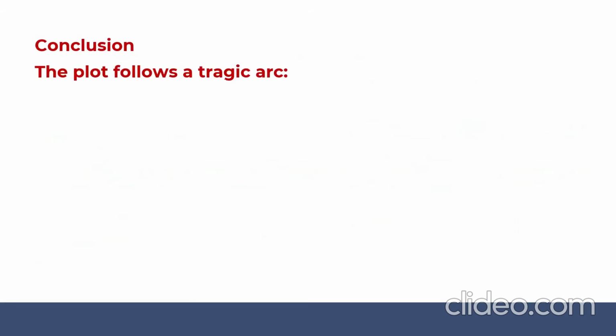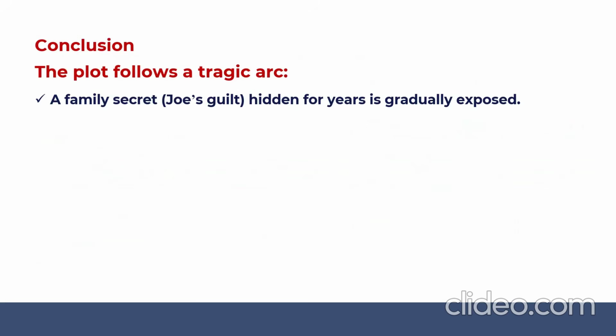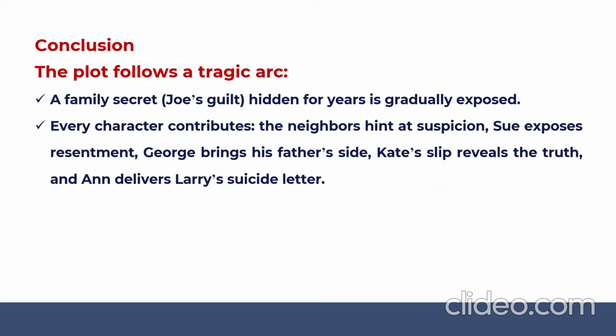So, what's the conclusion? The plot has the following tragic arc. Number one, a family secret, Joe's guilt hidden for years, is gradually exposed. Every character is contributing here. The neighbors are hinting at suspicion. Sue exposes the resentment. George brings his father's side. Kate's arrival reveals the truth. Anne delivers Larry's suicide letter.